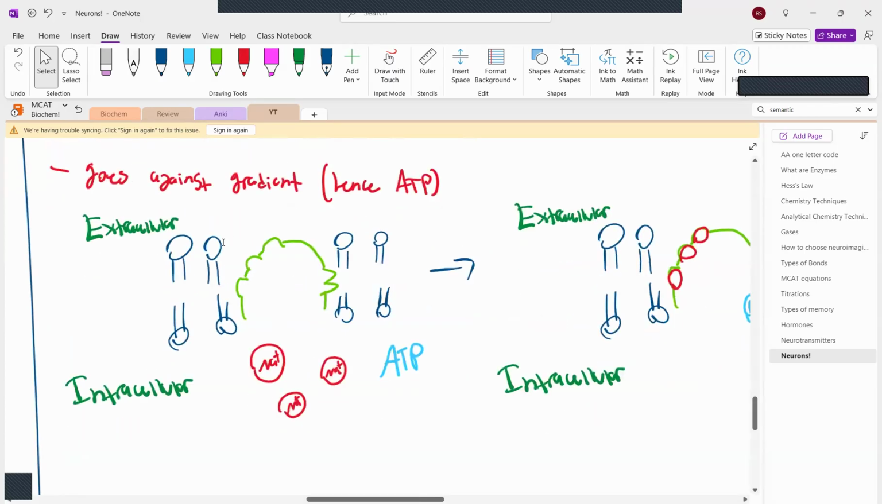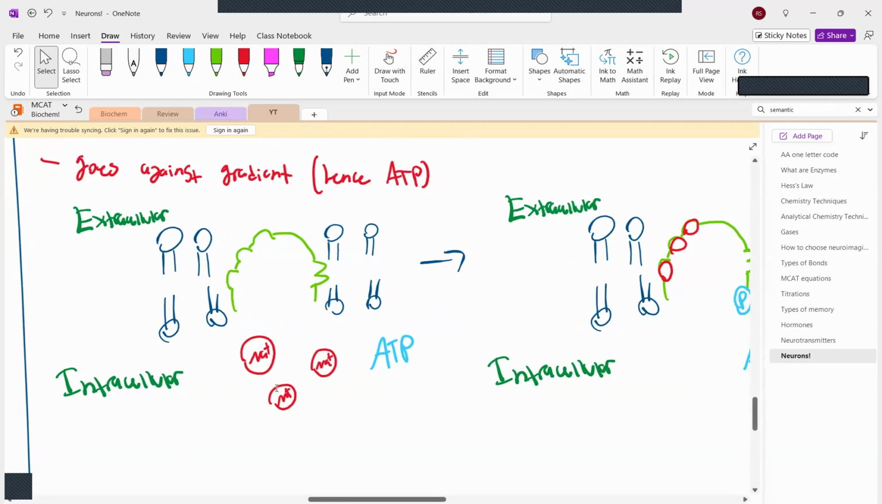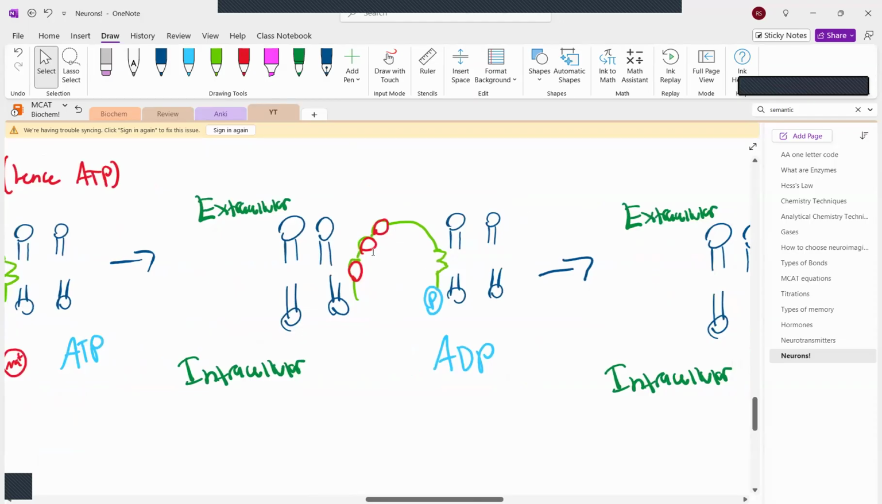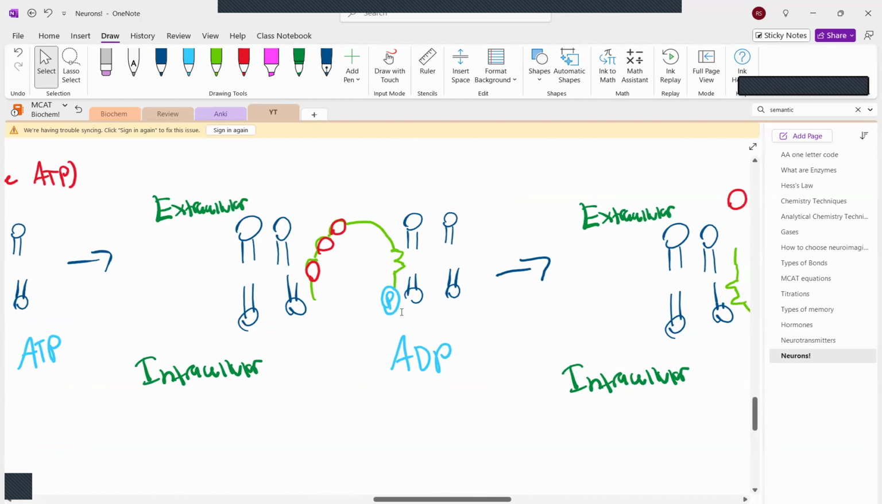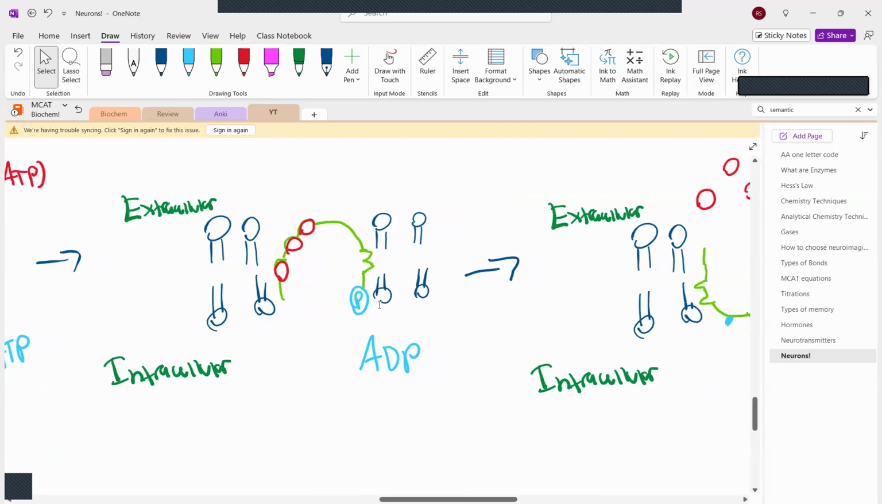So here's my drawing of the ATPase or sodium potassium pump. You have your extracellular matrix and your intracellular matrix. First I have 3 Na+ ions. They're going to find their way into the ATPase and find where they can bind. Okay, cool. Then ATP, through hydrolysis, that phosphate will go onto the ATPase, and this will spark a conformational change.